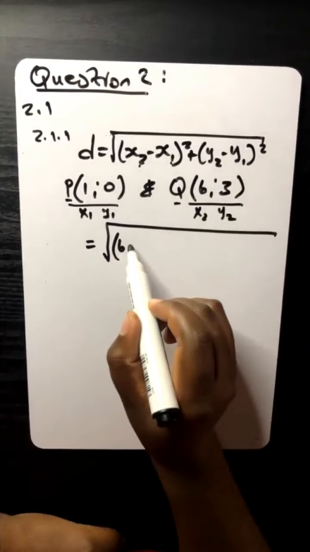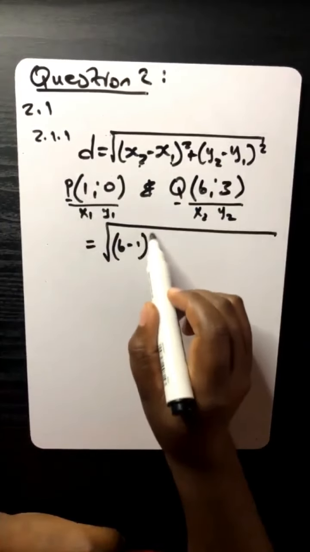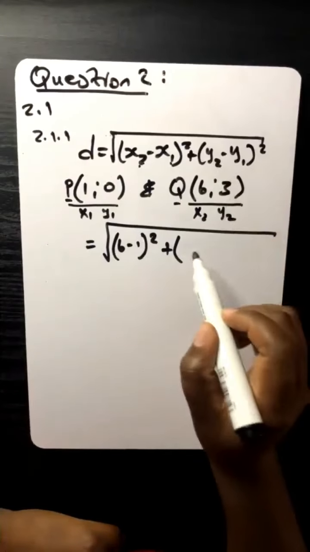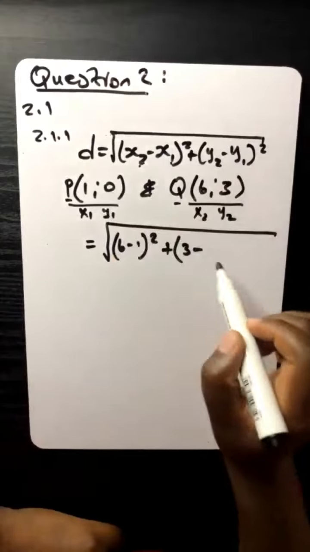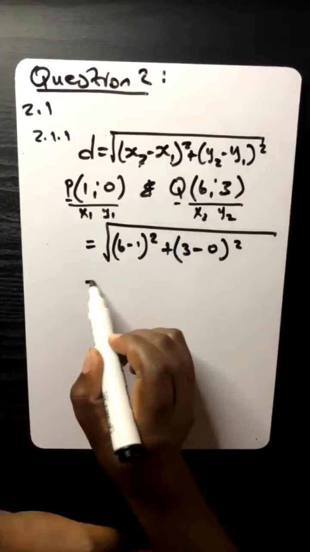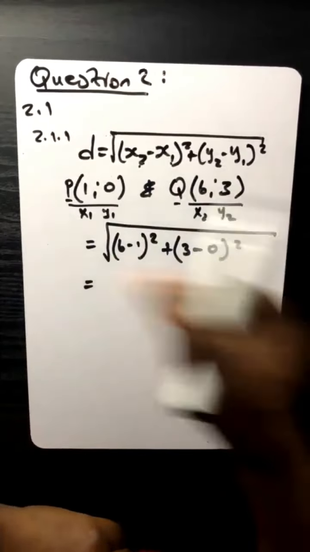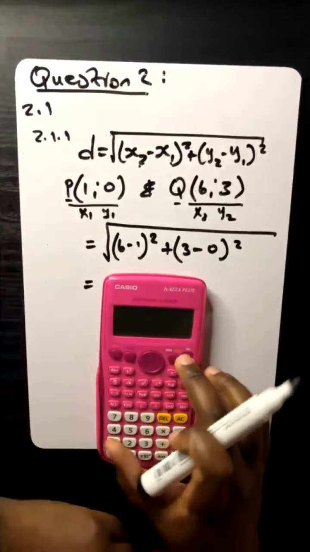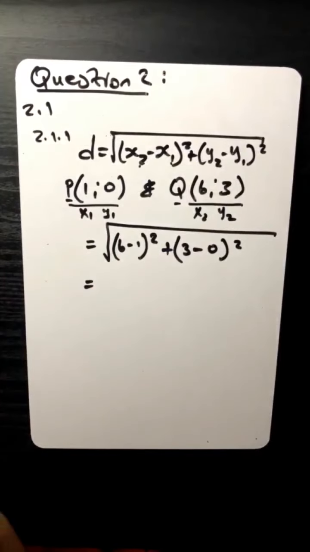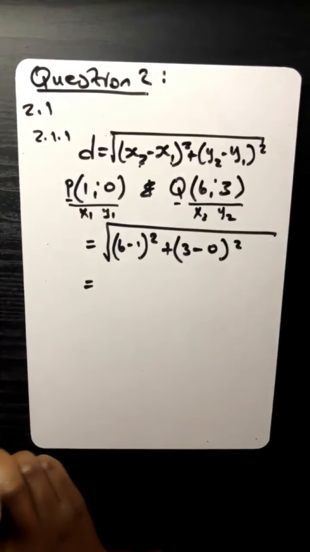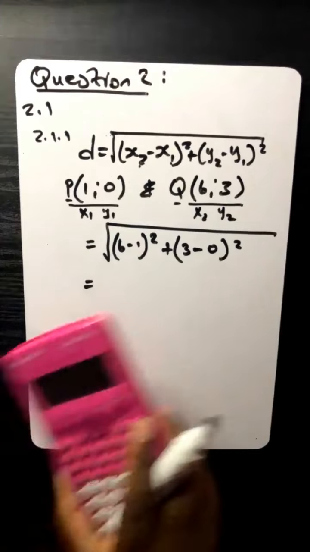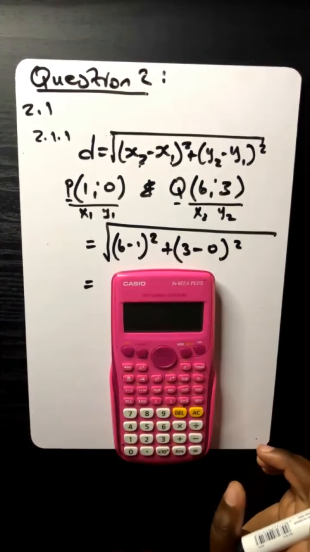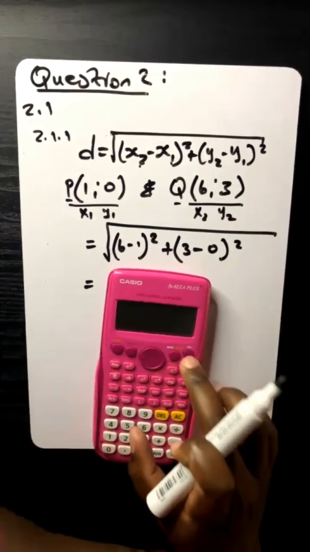So let's see. What is our x2? Our x2 is 6 minus x1, which is 1, squared, plus what is our y2? It is 3. What is our y1? It's 0, squared. So just make sure, guys, that everything that I do is correct over there. As I punch on a calculator, also punch on your calculator. As I substitute, in case you're writing, just make sure that you also substitute, so that in case I got something incorrect, you are able to notice and immediately correct me.